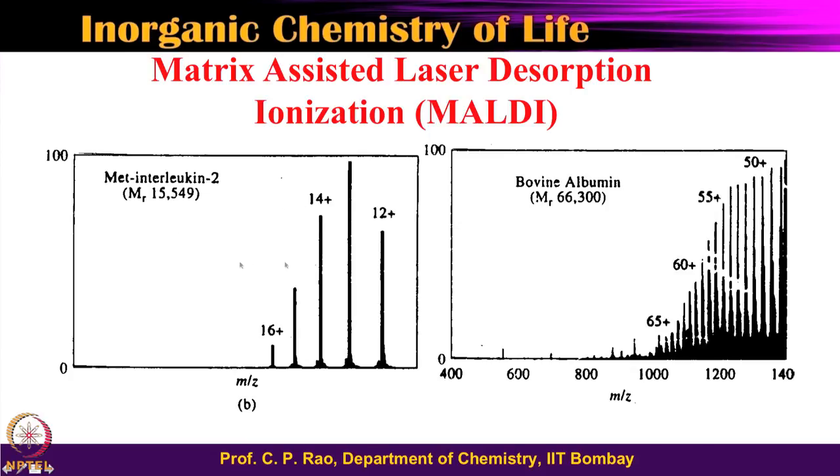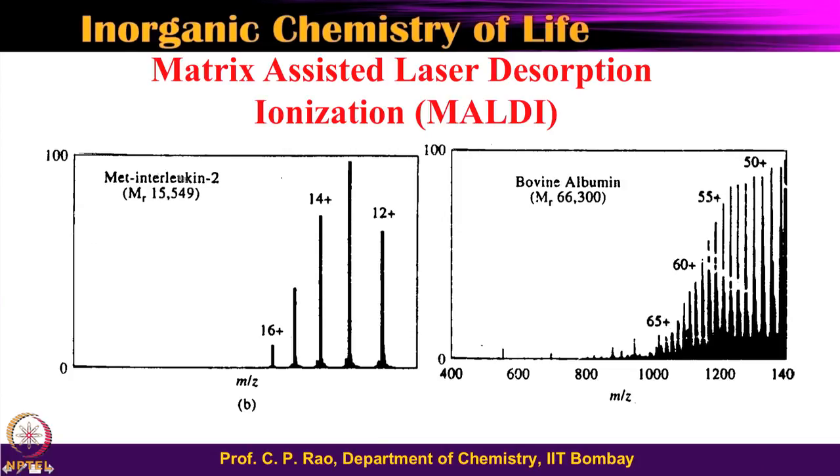Now, here you can see that for interleukin, around 15,000, you have a peak for 12 charges, 13 charges, 14 charges. Using 2 or 3 of these, you can solve the mass for this one. And here bovine serum albumin is a huge protein because it is a tetramer. Its molecular weight is 66,300, which is called 66.3 kilodalton. That means more residues, more side chains, so therefore more charges are possible.